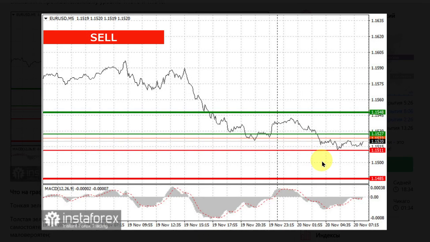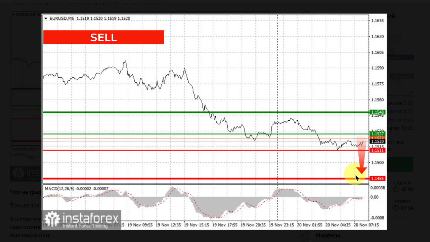You could plan to sell the euro once the price reaches 1.1511. The target for the bears will be 1.1485, where you could plan to exit the market and buy immediately in the opposite direction, targeting a 20-25 pip move against the level. Pressure on the pair will return once critical support levels are breached.